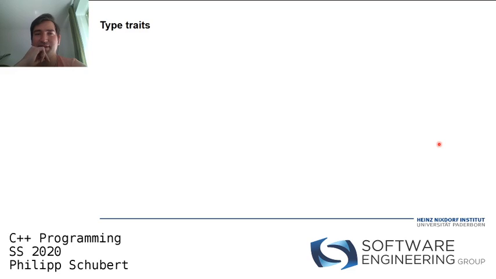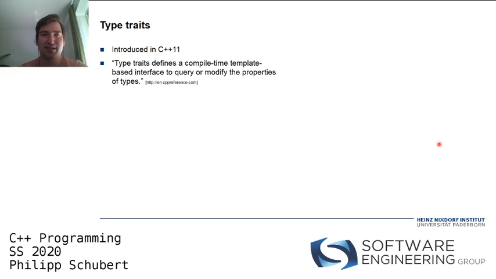A brief slide on type traits that also might be very important for you later on. Type traits have been introduced in C++11, and if you go and ask what's a type trait, if you go to cppreference, type traits define a compile-time template-based interface to query or modify the properties of types. So type traits can really be used to get to know about properties of types, and you can also modify them.